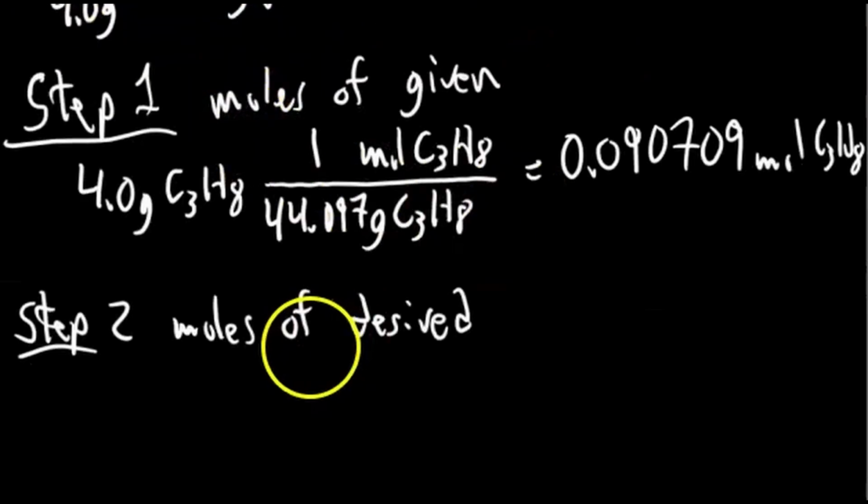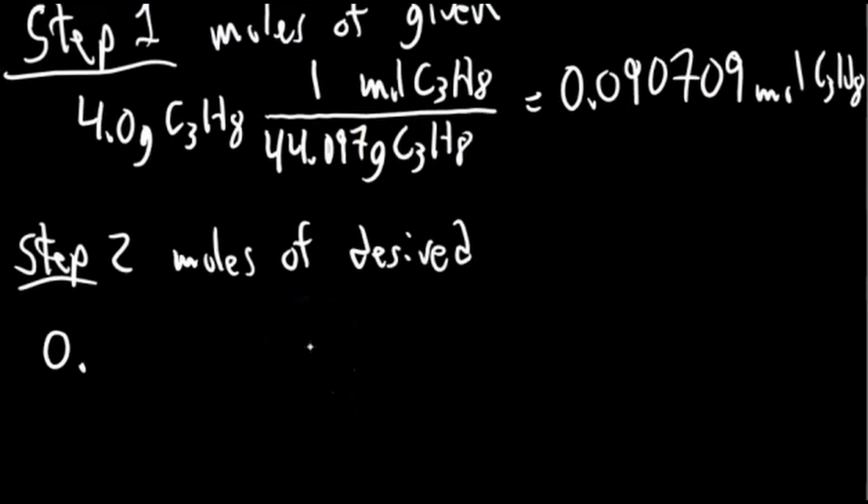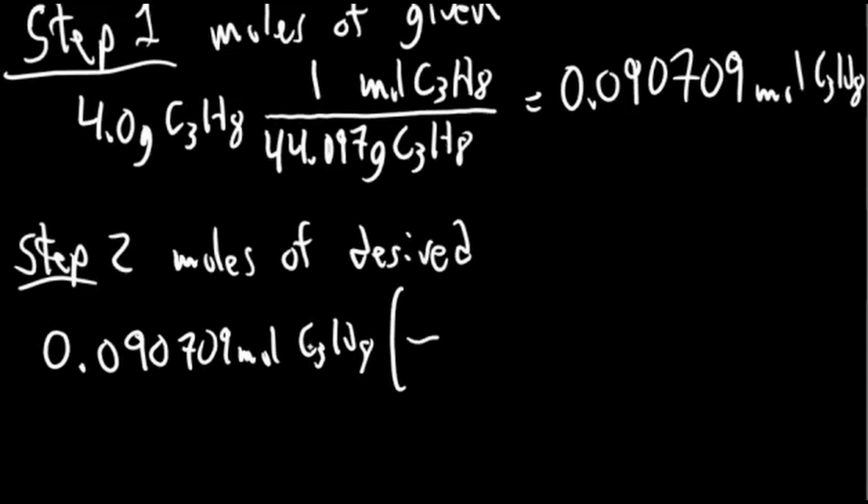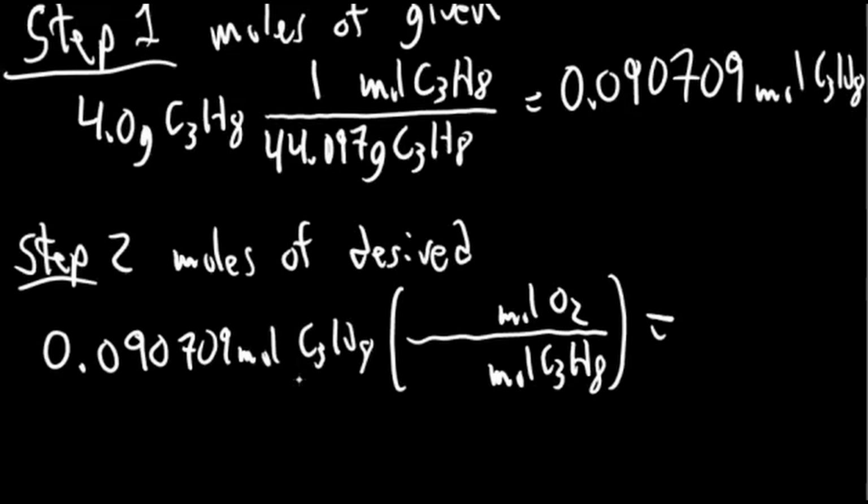So we'll do just like what we did before. We'll do that fraction again: 0.090709 moles of C3H8, and we've got to go to moles of oxygen. So we want moles of C3H8 to cancel out, and we want moles of oxygen.